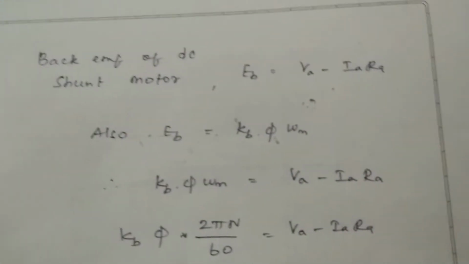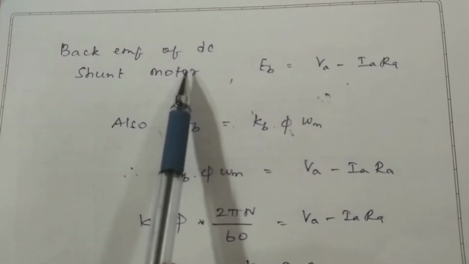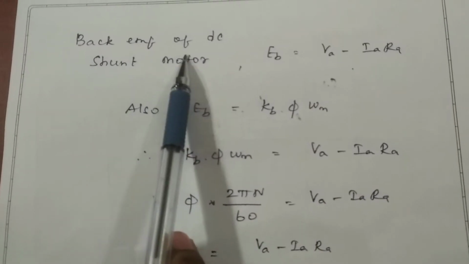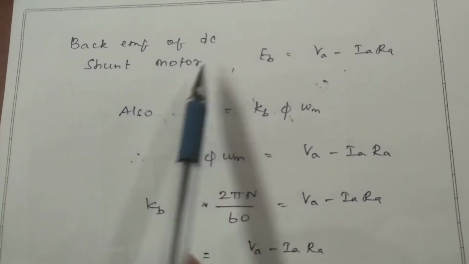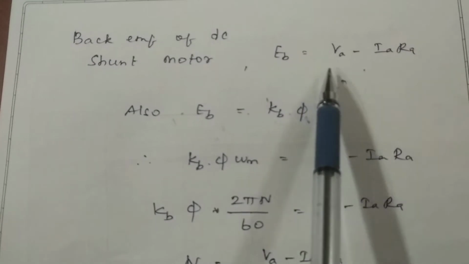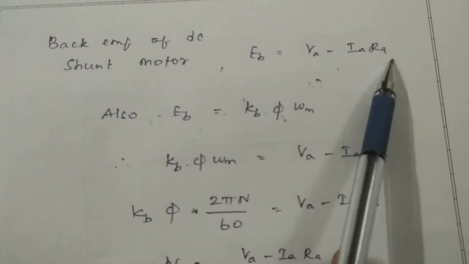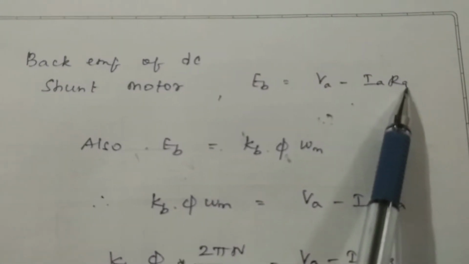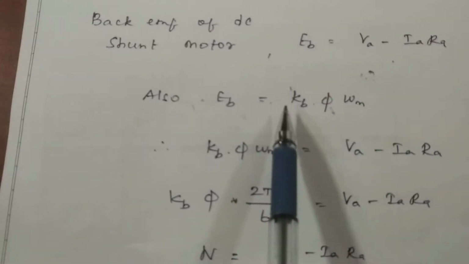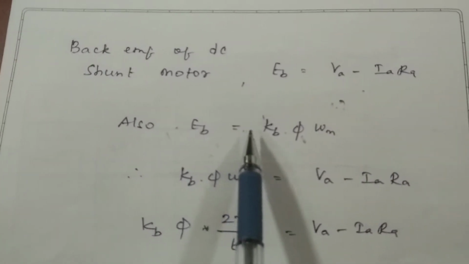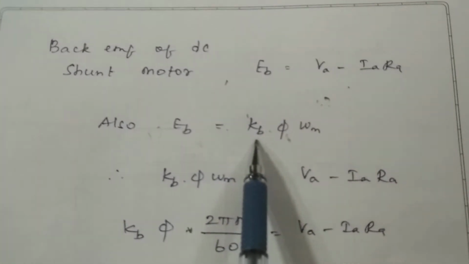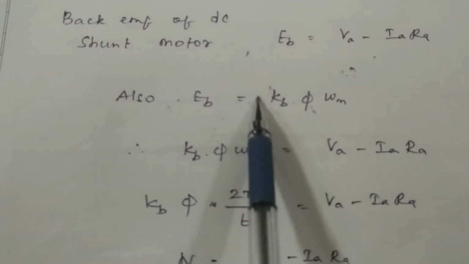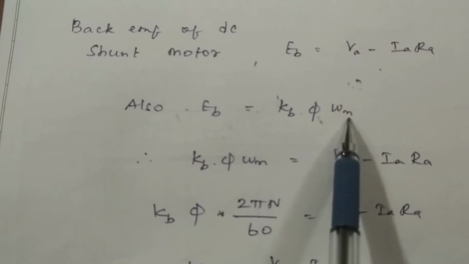If you see here, the back EMF, you know that for a motor, voltage will be induced, which is called a back EMF, and for a DC shunt motor the equation is given as EB is equal to VA minus IA RA. That is, VA is the voltage which comes across the armature, IA is the armature current, and RA is the armature resistance. Also we know that the EMF induced is proportional to KB into phi into omega m, where phi is the flux, KB is the constant, and omega m is the angular speed.